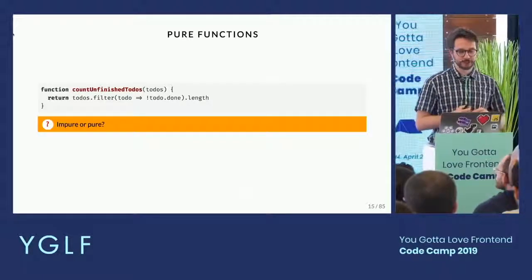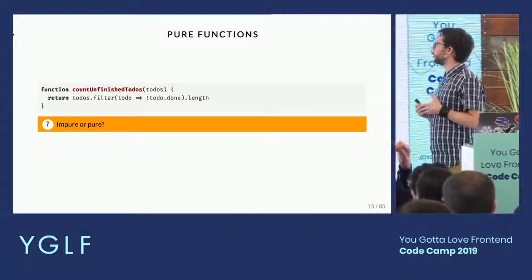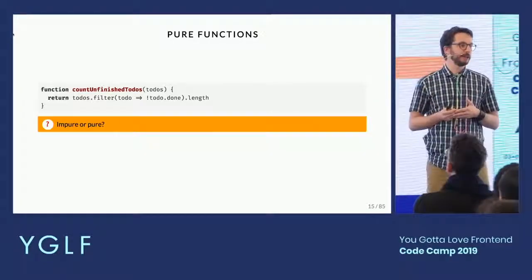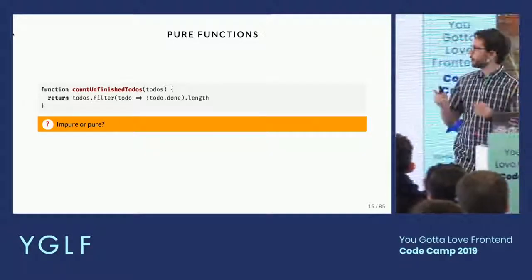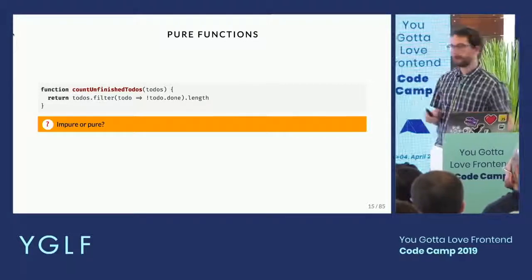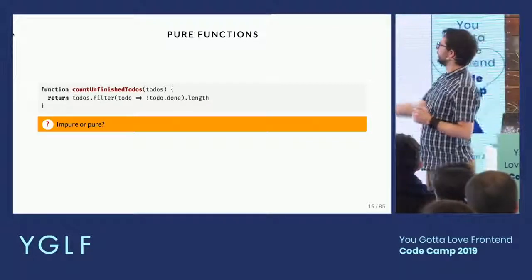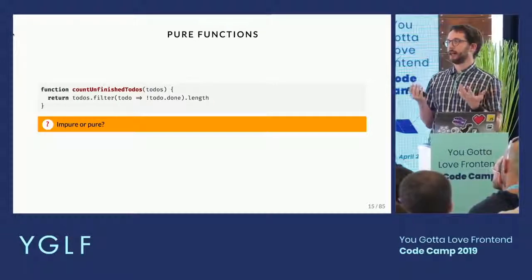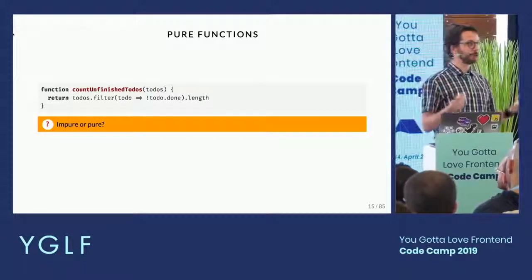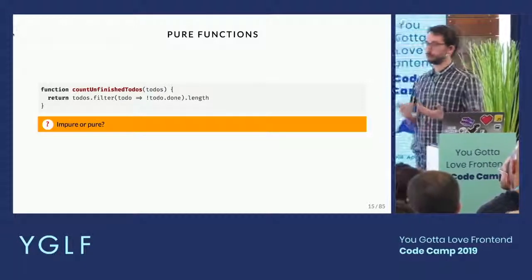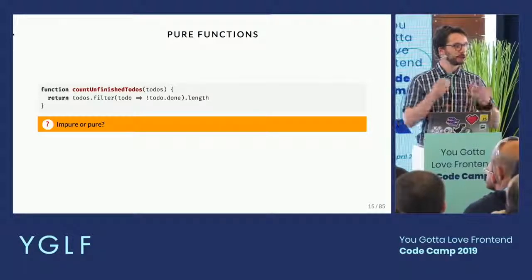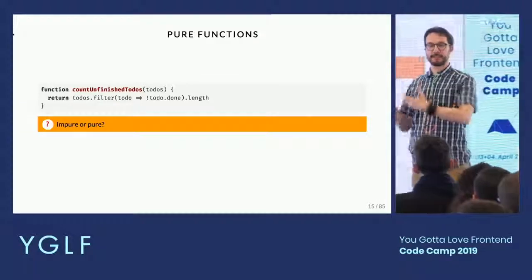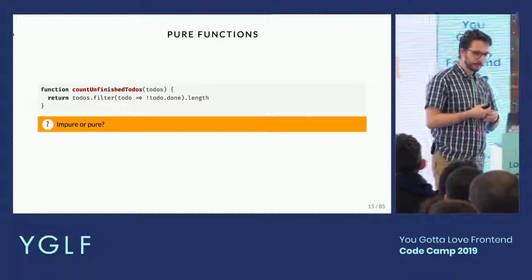Back to the pure functions. Is this function pure or impure? It filters over a bunch of to-dos and then says how many of them are remaining. And by looking at this function, you cannot tell. Because it depends on what the parameter is. Is to-dos an immutable object? Then this function is pure, because then the output is perfectly predictable. If the to-dos object is a mutable thing that could change over time, then this is an impure function.